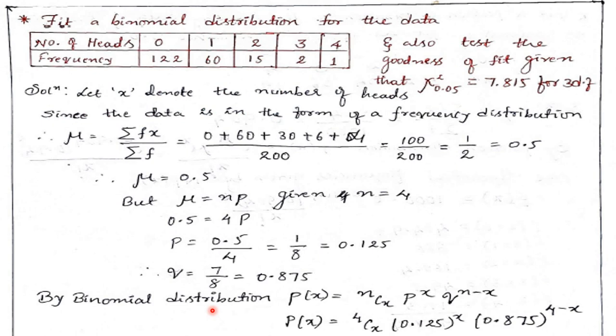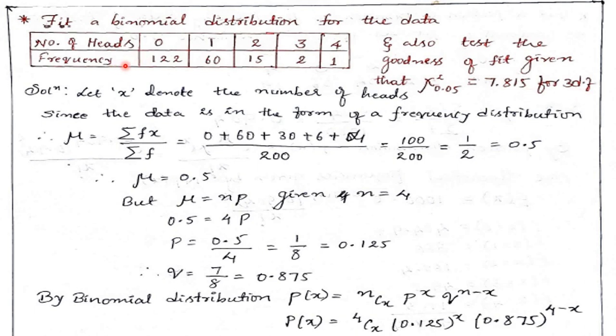Now let us move on to the important problem. Fit a binomial distribution for the data. This is the distribution table they have given, and also test the goodness of fit, given that chi-square at 5%, that is 0.05 representing the 5% level of significance, is equal to 7.815 for 3 degrees of freedom.